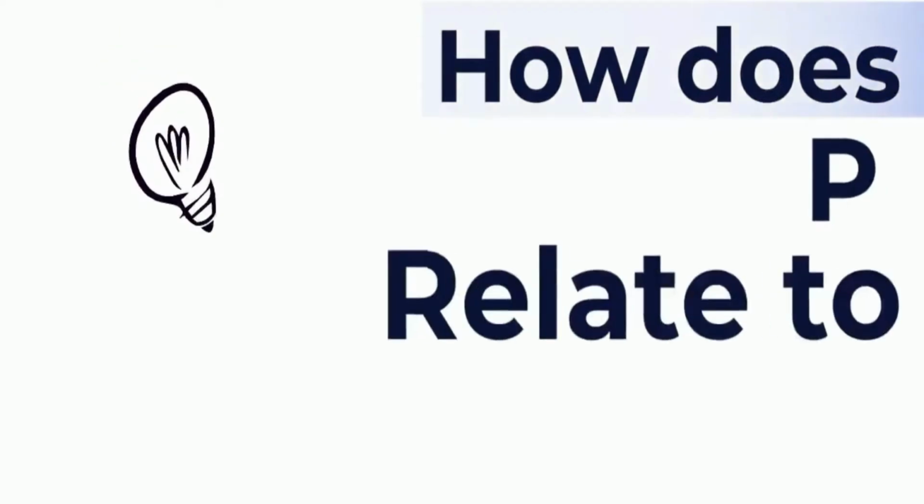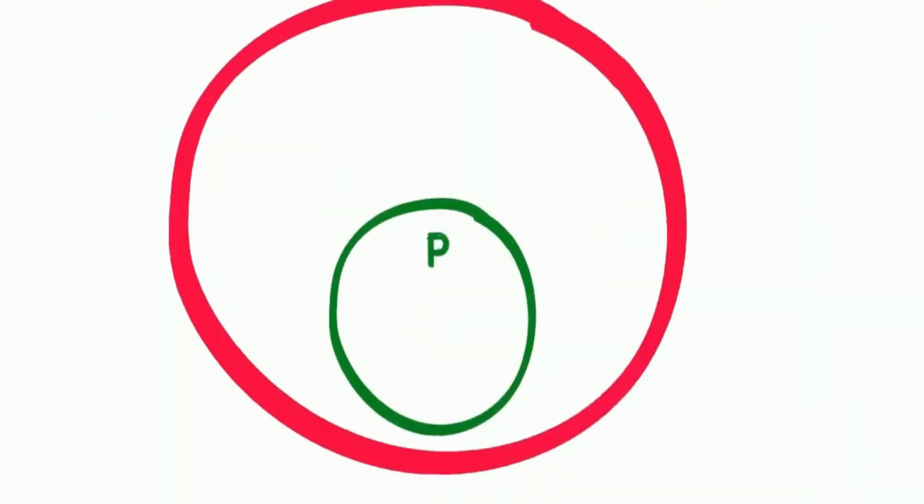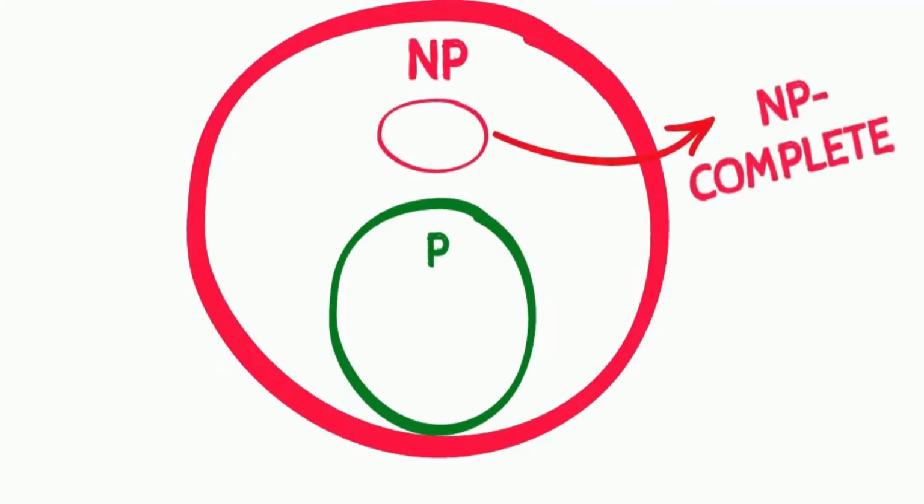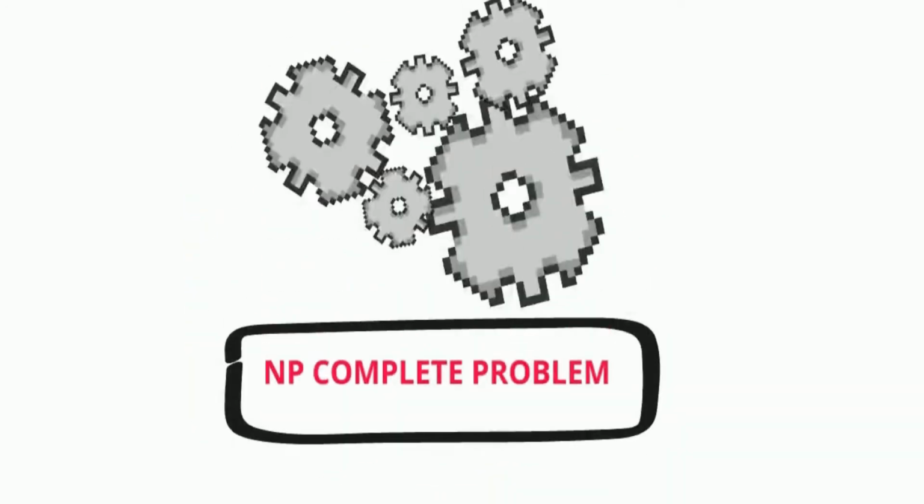How does P relate to NP? P is a subset of NP. Inside the NP circle is a section called NP complete. Every problem in NP can be transformed into an NP complete problem.